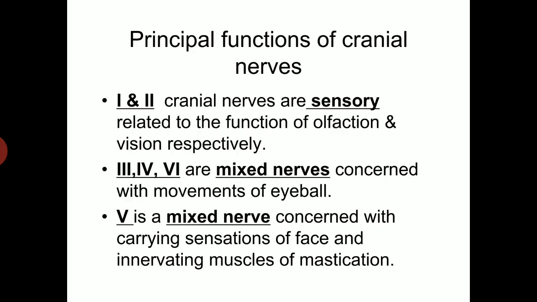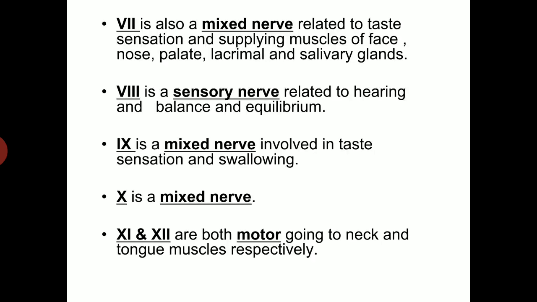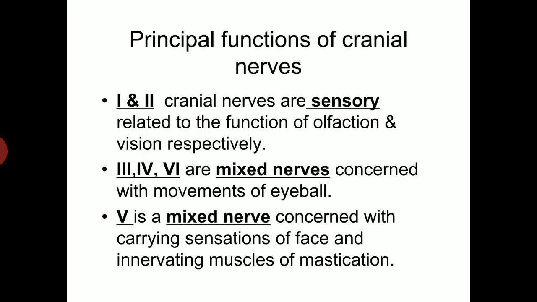Now principal function of cranial nerves. First and second, the first cranial nerve is olfactory and second is optic. These cranial nerves, first and second, are sensory. The first, olfactory cranial nerve, is responsible for olfaction, smell, and the second is known as optic, for vision.